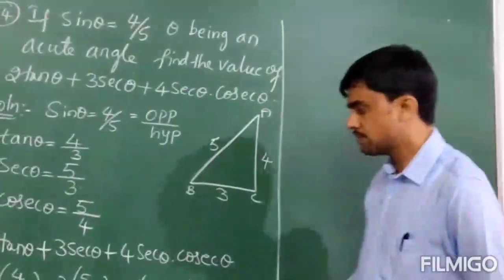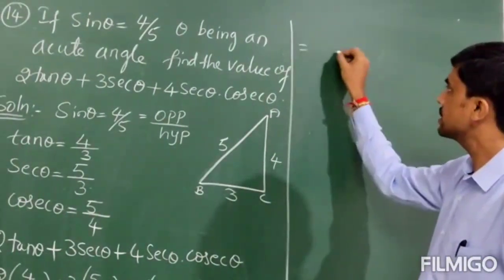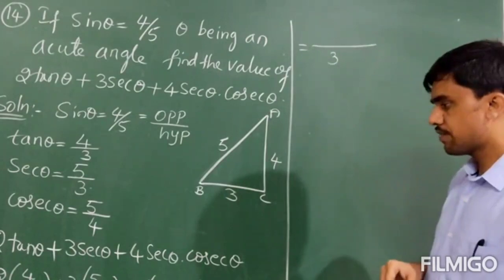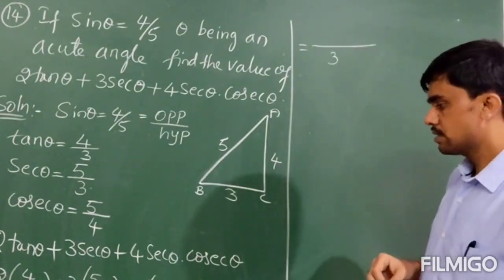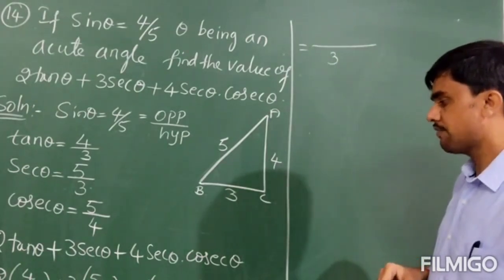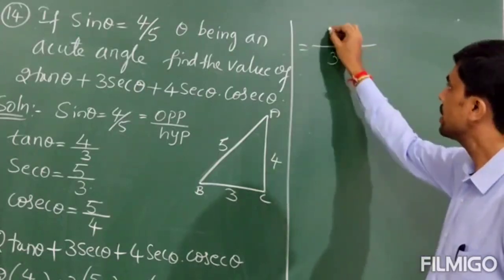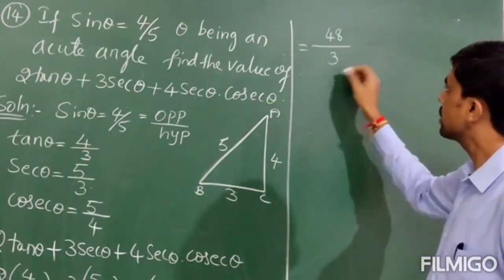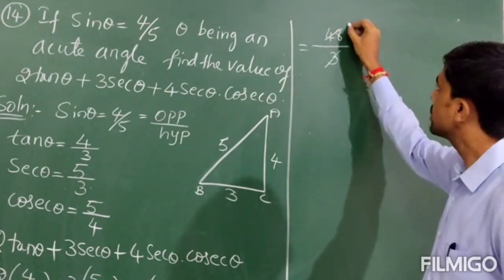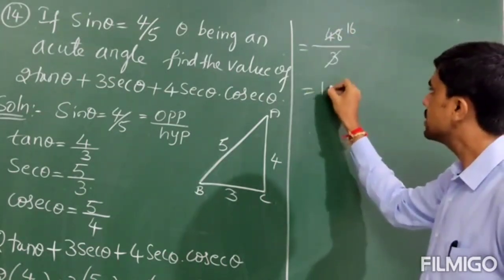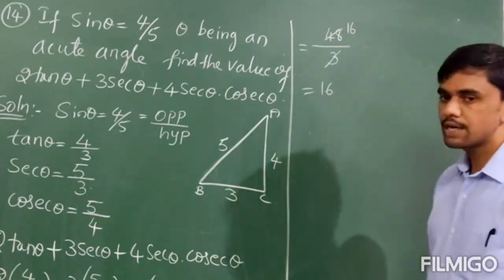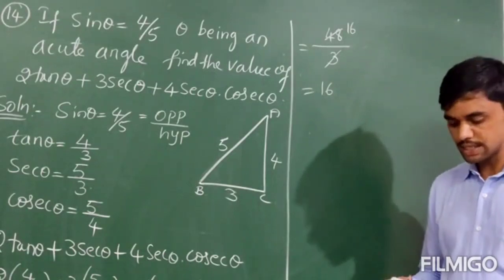So next, here 8 plus 15 plus 25, the denominator 3 is common. 8 plus 15 is 23. 23 plus 25 is 48. So 48 by 3. 3 sixteens are 48. So the answer is 16.